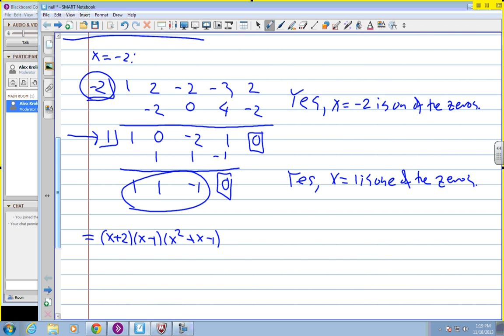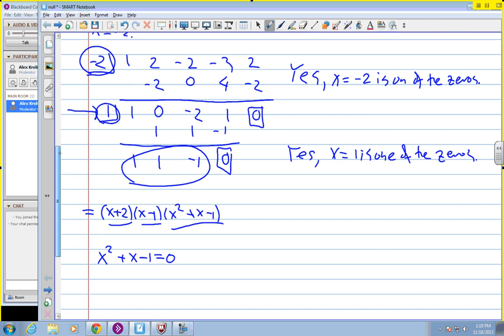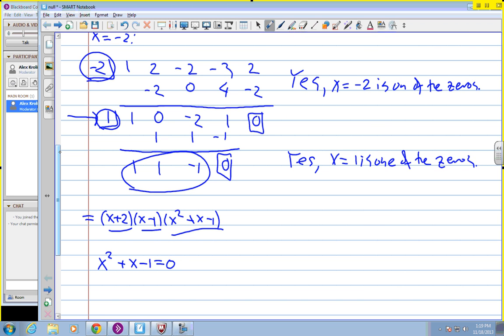If negative 2 is a 0, x plus 2 is a factor. If 1 is a 0, x minus 1 is a factor. And then that's the quotient, which is a quadratic. You can always solve a quadratic. To find the rest of the zeros, set this to 0 and solve. If you don't divide the quotient in this step, you will not get a quadratic. And if you don't get the quadratic, you won't be able to continue. So you'll still be able to answer part D, but not part E.